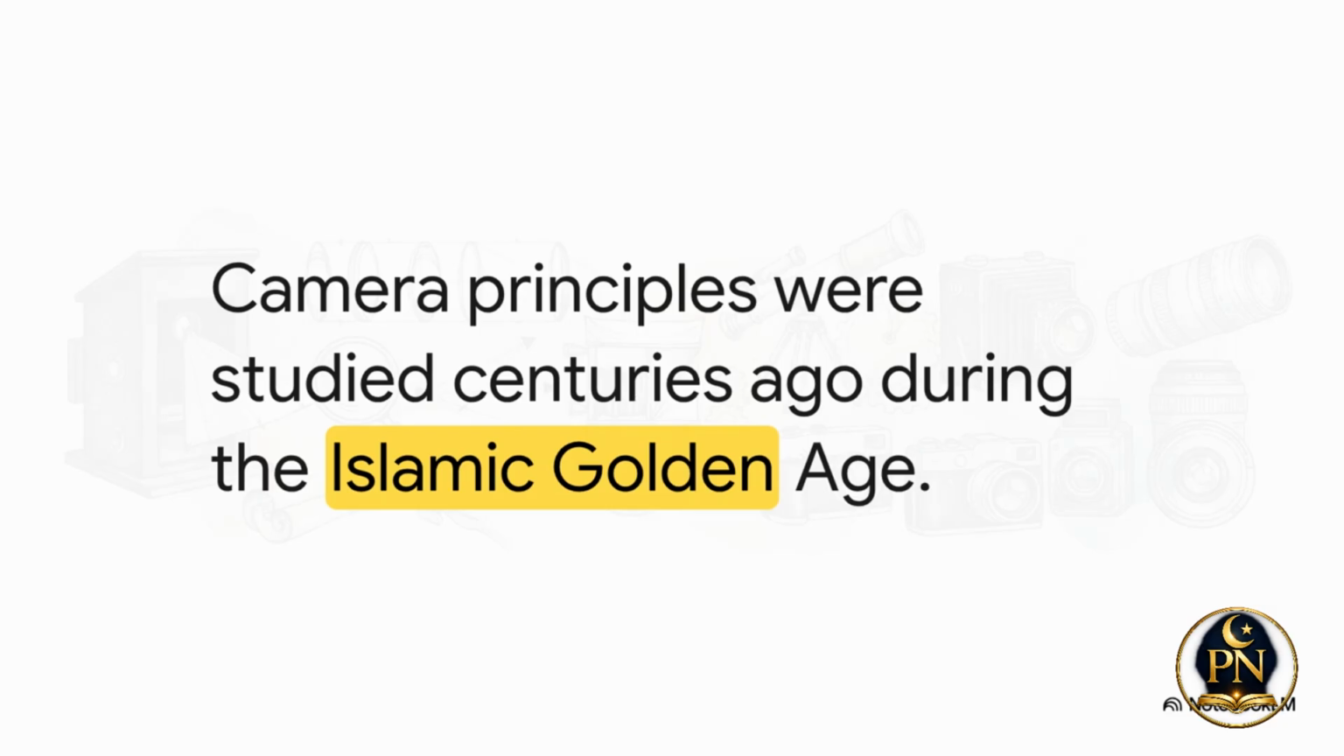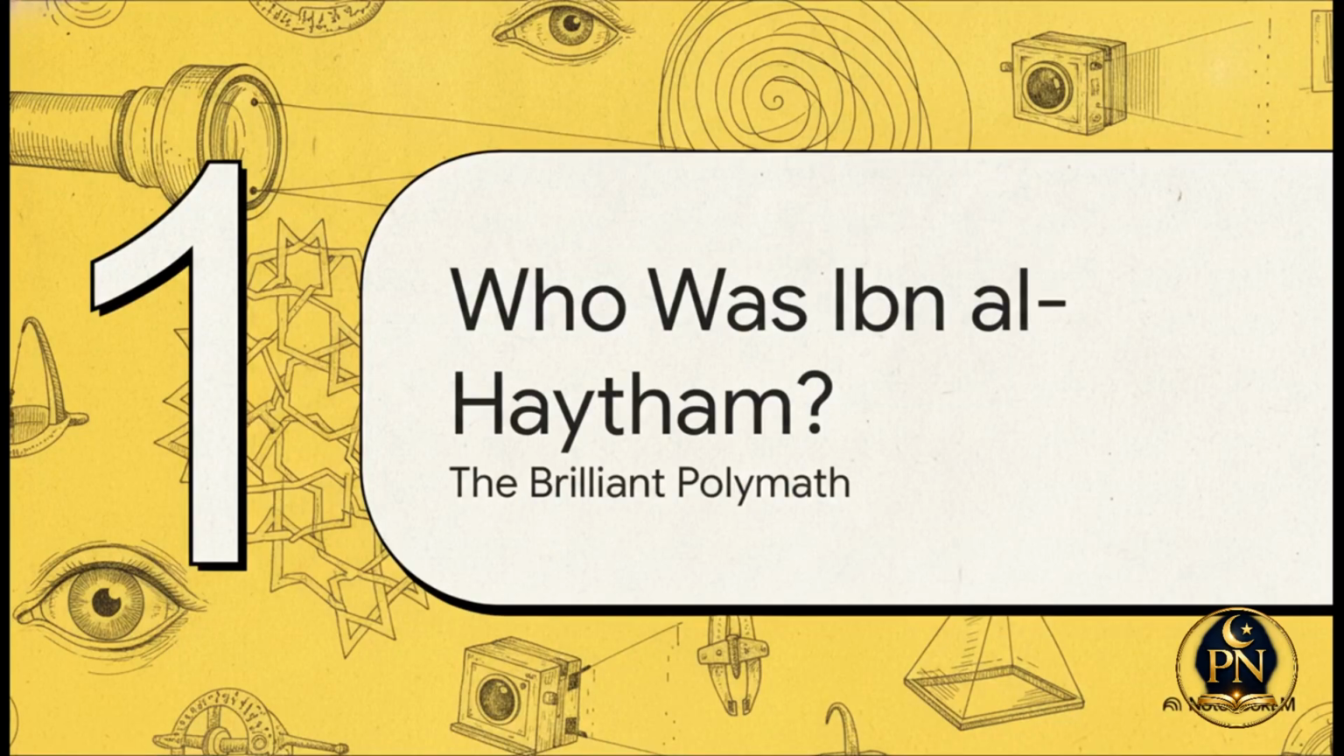It's so easy to just assume that cameras magically appeared in the 19th century, fully formed from the minds of modern inventors. But the fundamental physics of how light and images actually work, that was unlocked centuries earlier. To find the origin, we have to travel back to a truly remarkable era, known as the Islamic Golden Age. This was a time when massive, game-changing leaps in science, math, and philosophy were happening, all while a lot of the rest of the world was kind of stuck in the Dark Ages. And to really grasp this monumental shift in human knowledge, we need to meet the brilliant mind who started it all. Section 1. Who was Ibn al-Haytham?